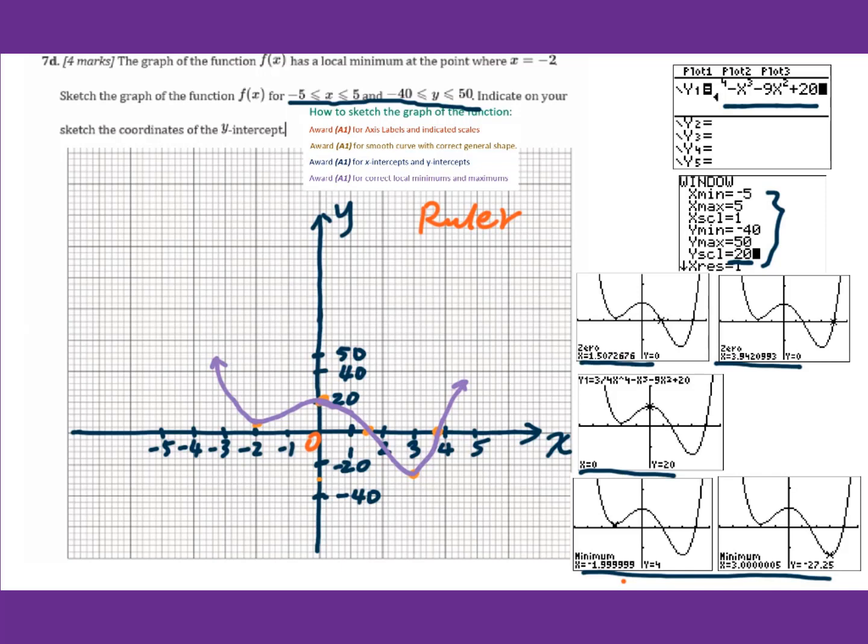That's it. Always remember how you can get the full marks for sketching the graph. 1 mark for axis labels and indicated scales. 1 mark for smooth curve with a correct general shape. 1 mark for all x and y intercepts. Last mark for correct local minimum and maximum points.